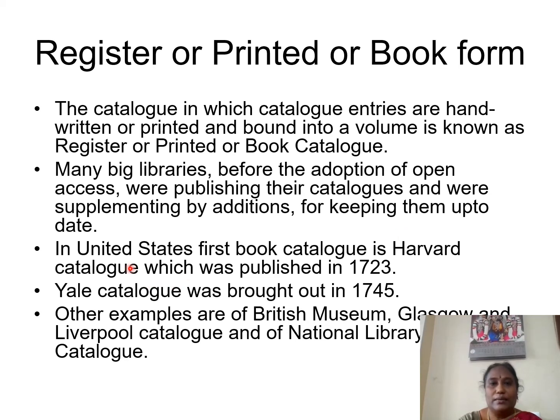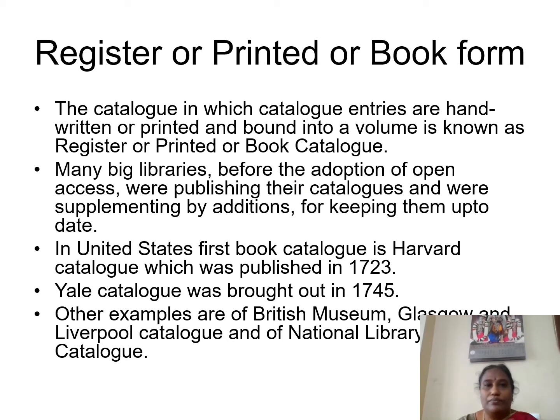What are the examples? In the United States, the first book catalog is the Harvard catalog. This was published in 1723. The best example for this register or printed or book form is the Harvard catalog. Then the Yale catalog was brought out in 1745. Other examples include the British Museum and Liverpool catalogue, and also the National Library of Calcutta, our Indian National Library catalogue.